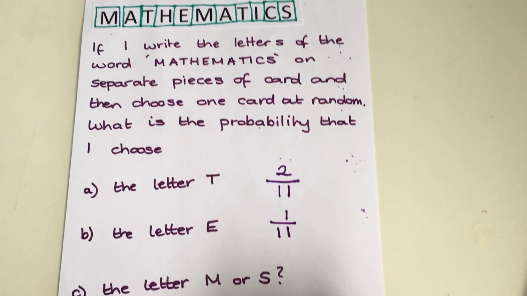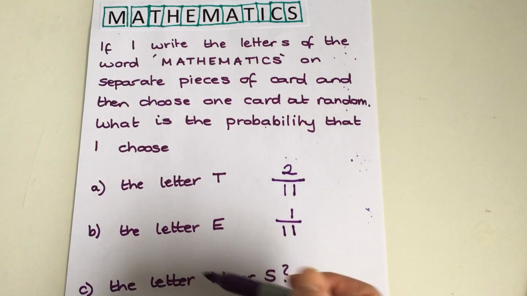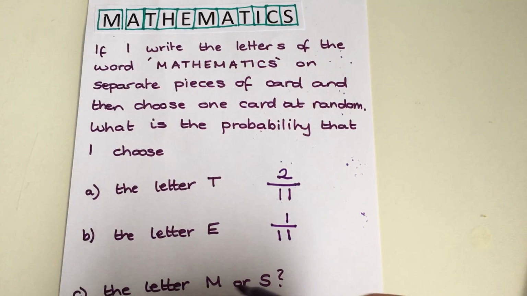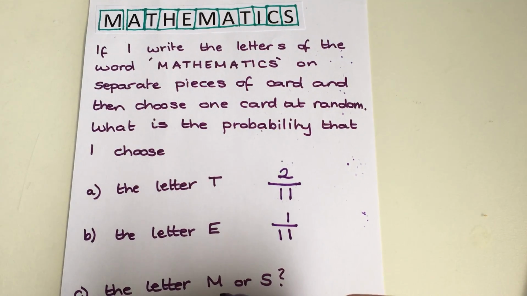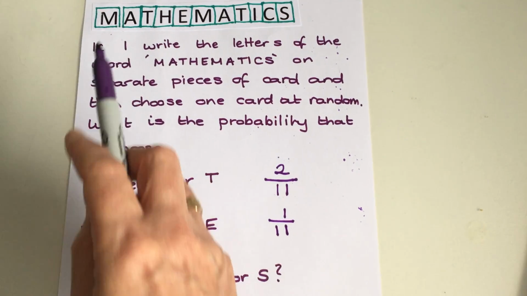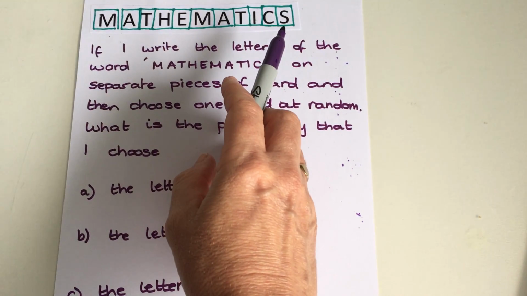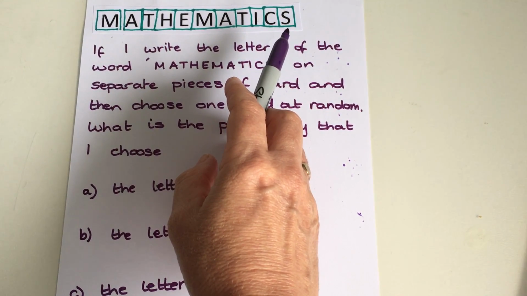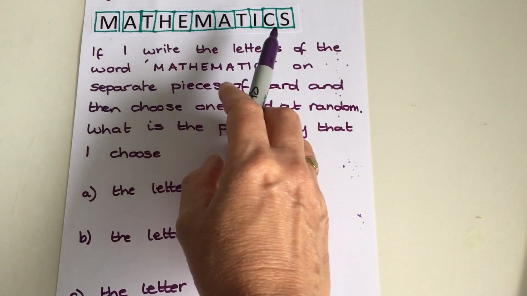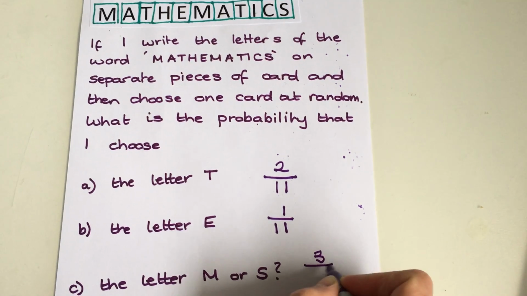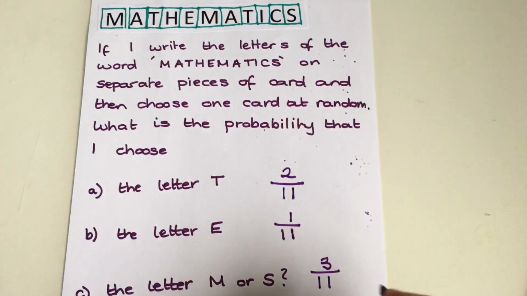The third and final question says, what's the chance we pick a letter M or S? So a success is whether we pick an M or an S. So we count how many M's, 1, 2, and how many S's, so an extra S there, so that's 1, 2, 3 successes, and we know there's 11 possibilities altogether.